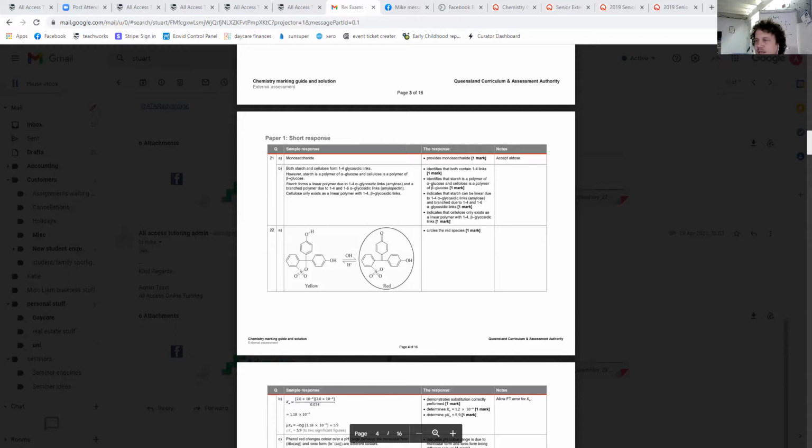So question B. What is the difference between starch and cellulose? Think about their very basic organic structure. Yep. So Jacob says starch is alpha glucose, cellulose is beta glucose. That will get you 1 mark out of 4.